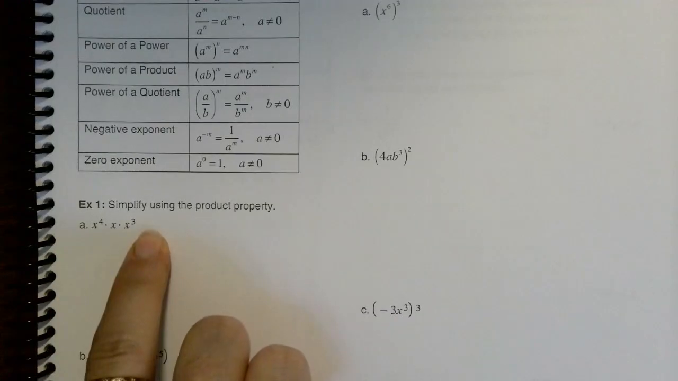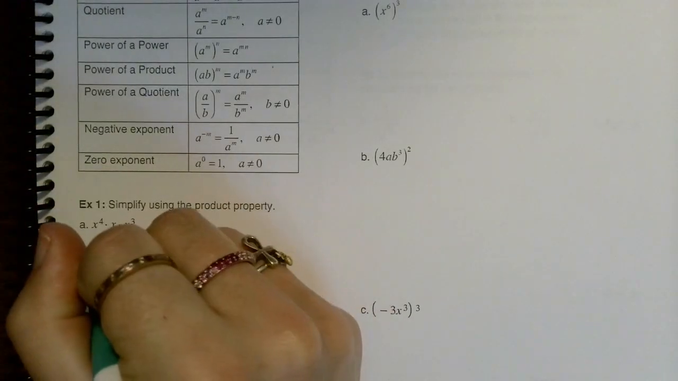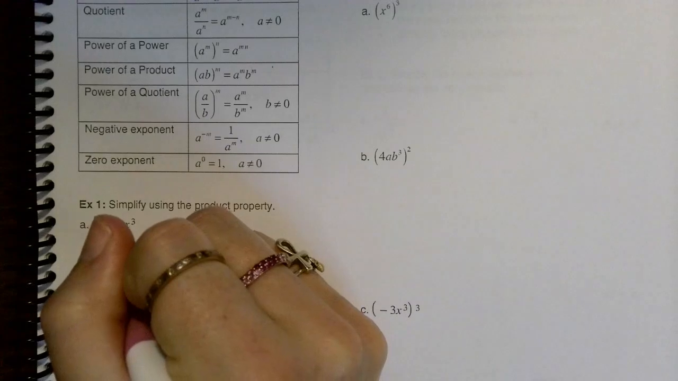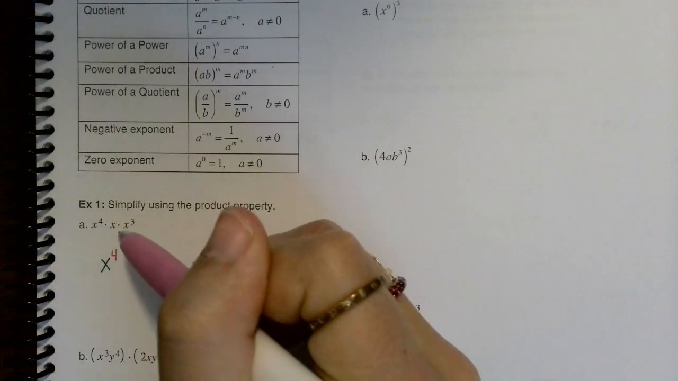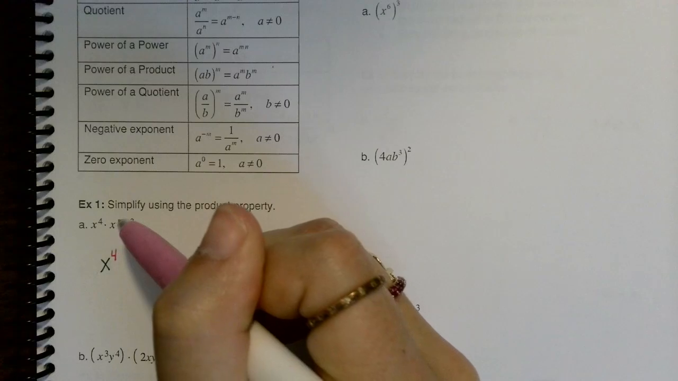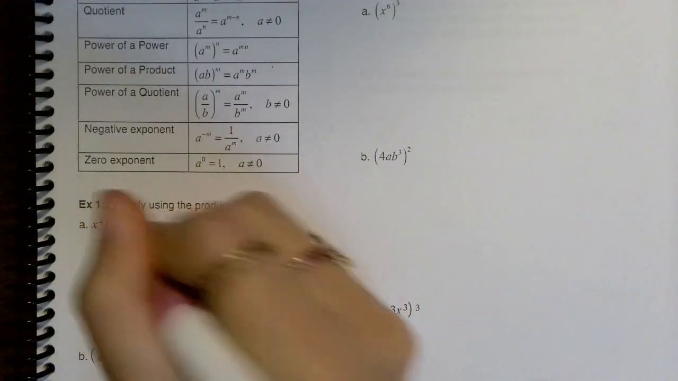So our base here is x. So I'm going to start by writing down my base. And then I'm going to add my exponents. So I've got a 4 here. Okay. Now this is a little tricky. On this x, this is x to the first power. We don't typically write that one. I'm going to write it in so we can see it.